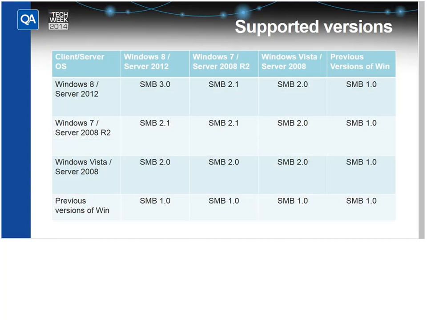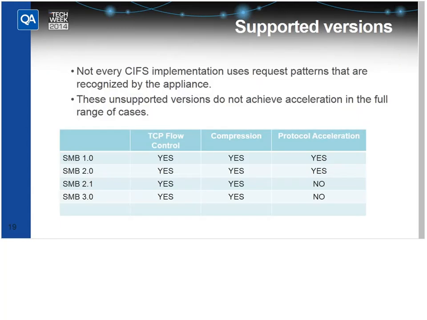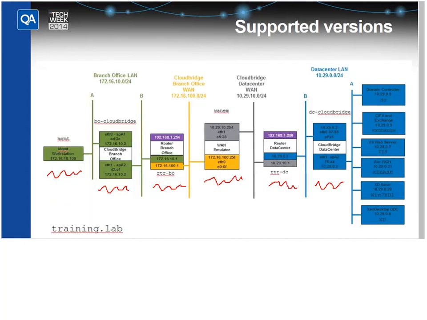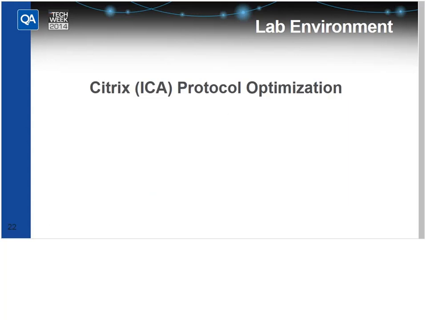So you can see there, later operating systems nowadays, say 2012, there's all Server Message Block number 3 kind of data, which isn't going to make use of protocol acceleration. They still do TCP flow control, still do compression. It's not going to do your protocol acceleration. So at the moment, it's not suited for every single bit of CIFS traffic. Right, so we can see some of this.